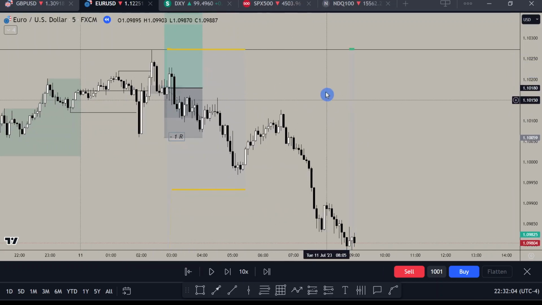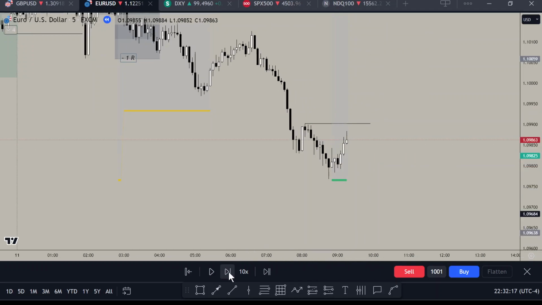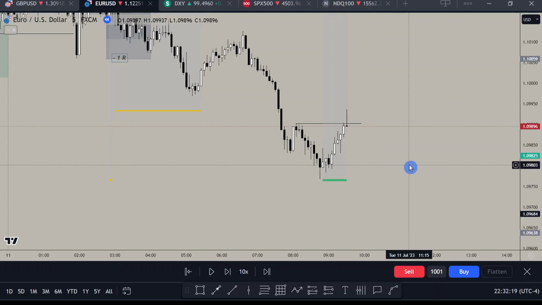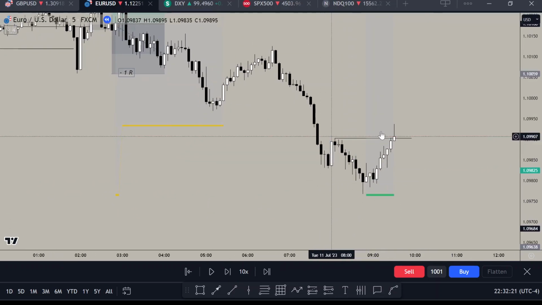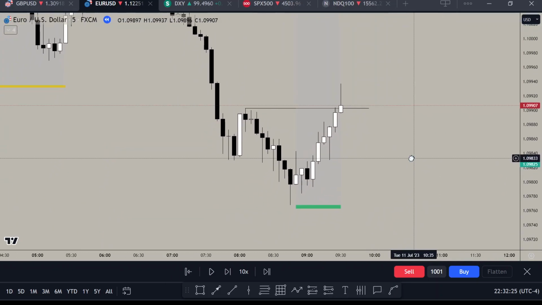We took a loss here, but it's fine. New York will give us something nice. So let's see if we get a market structure shift. If we're able to break market structure here, that would be a nice confirmation. So there you go. We have a market structure shift there above that high.